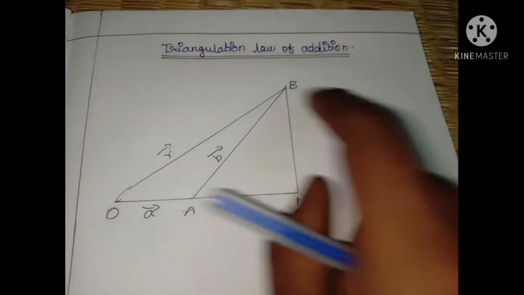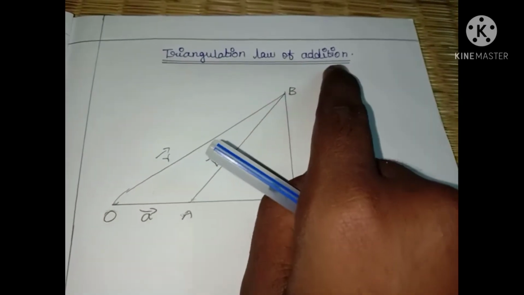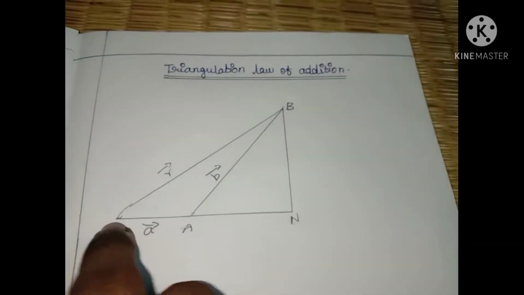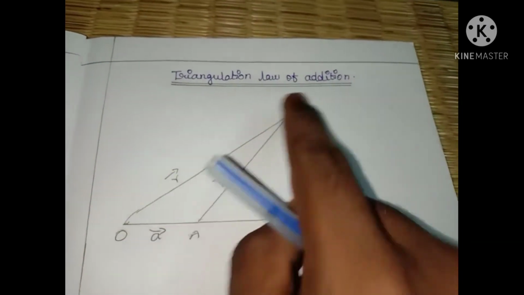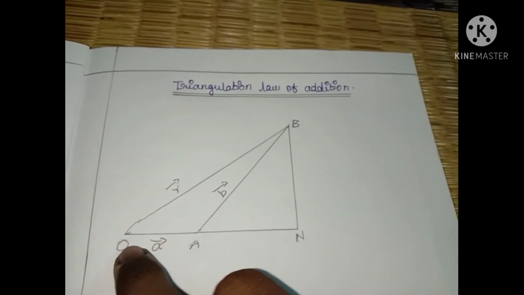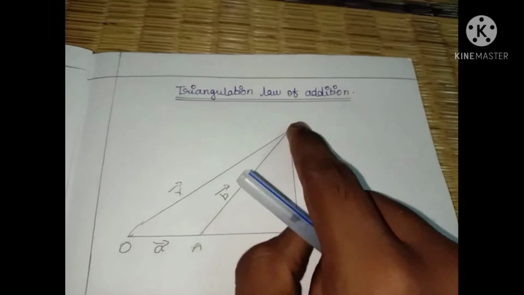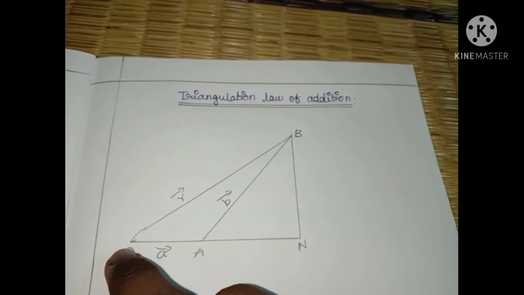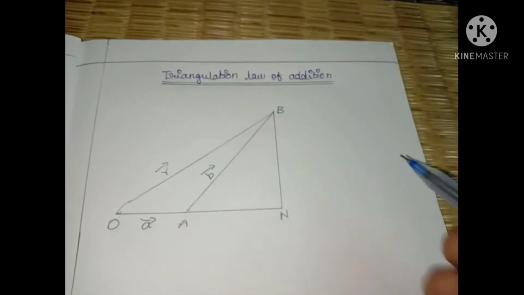Now we can discuss the triangulation law of addition. Let's consider one triangle OBN. This is A, and this OA is the A vector, AB is the B vector, and then OB is the R vector.